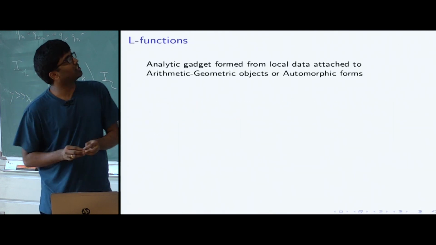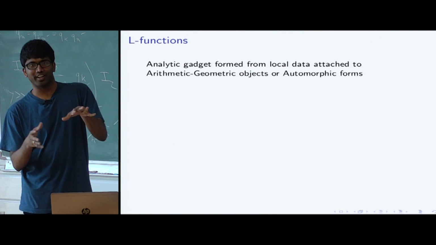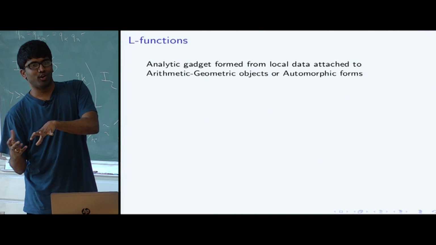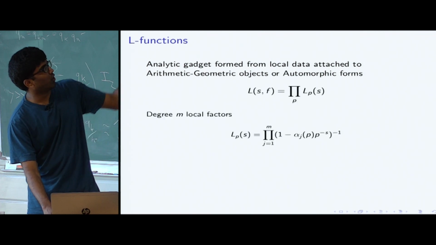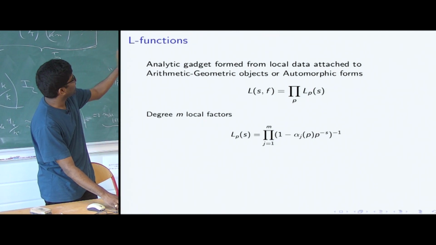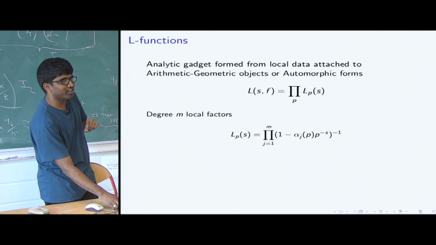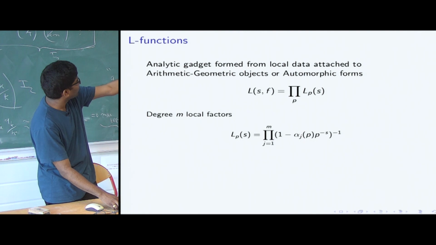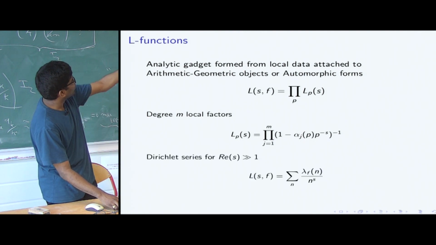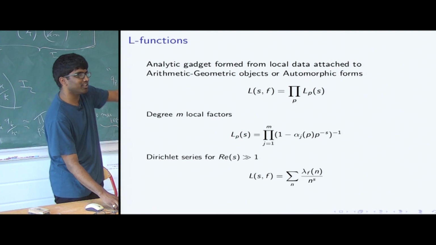Okay, so what are L-functions? L-functions are analytic gadgets attached to arithmetic, geometric objects or automorphic objects. An L-function is a product of local factors, and each local factor has an expression like that: (1 minus alpha_j(p) p to the minus s) inverse, and so there are m factors there, so it's a degree m local factor. When you take the product, it has a Dirichlet series expansion as well.